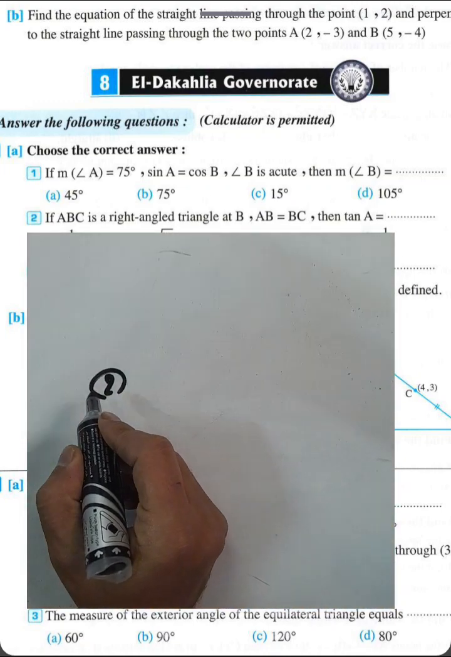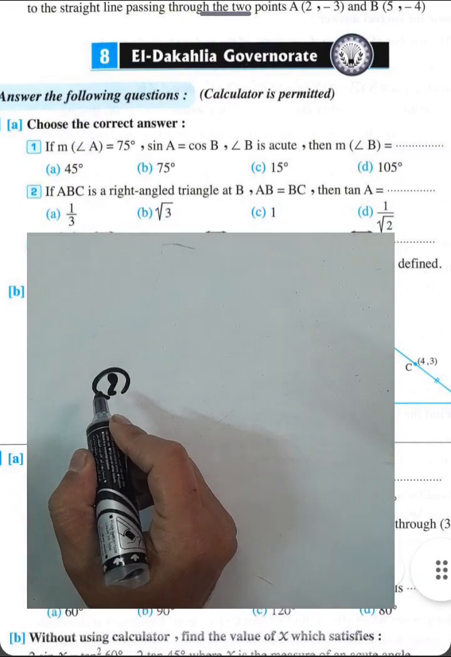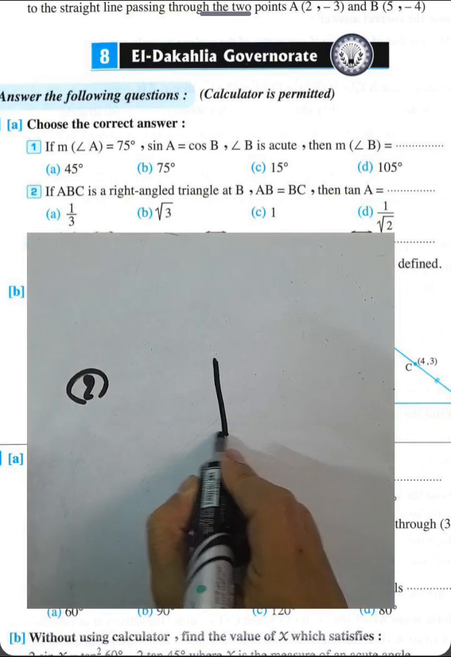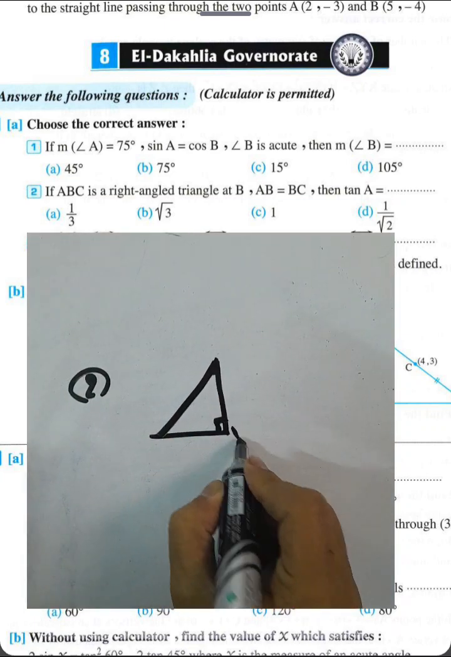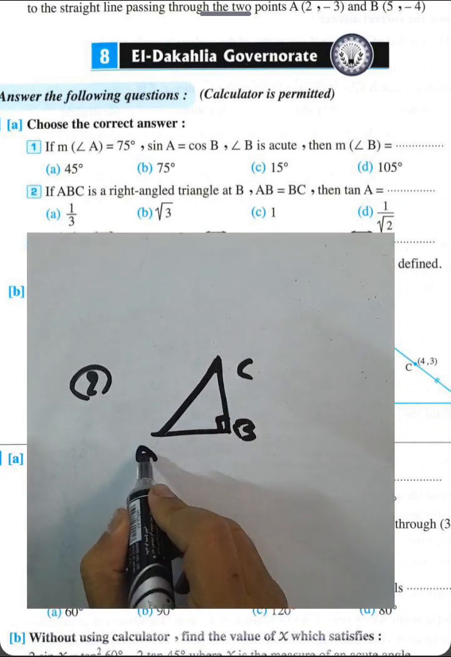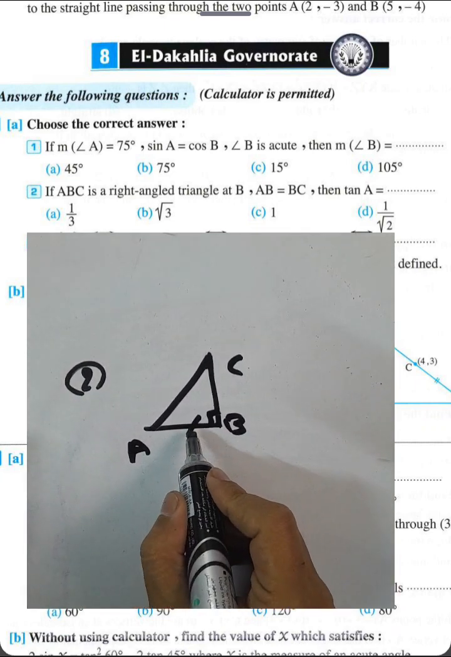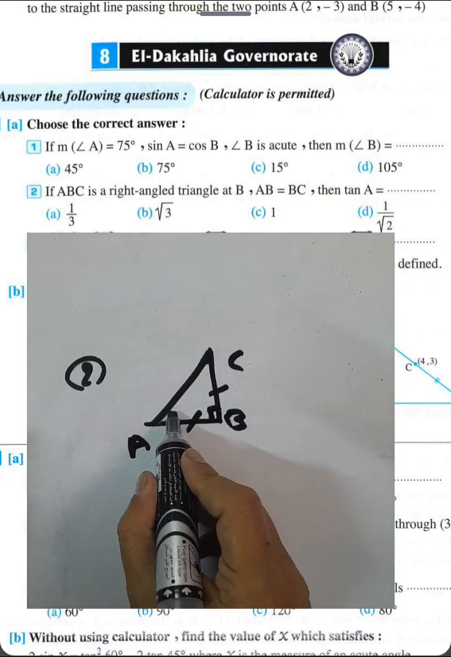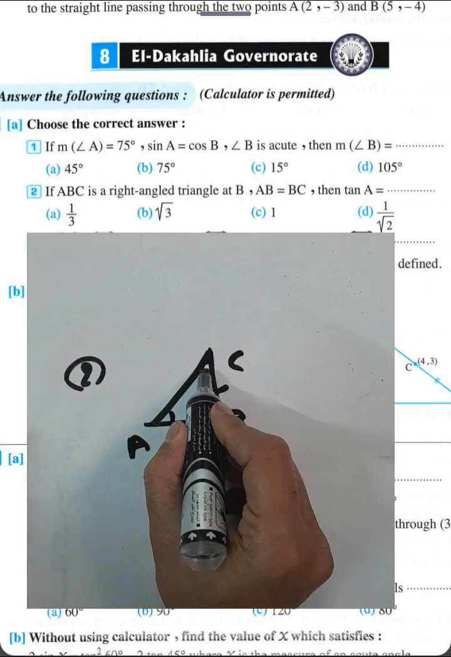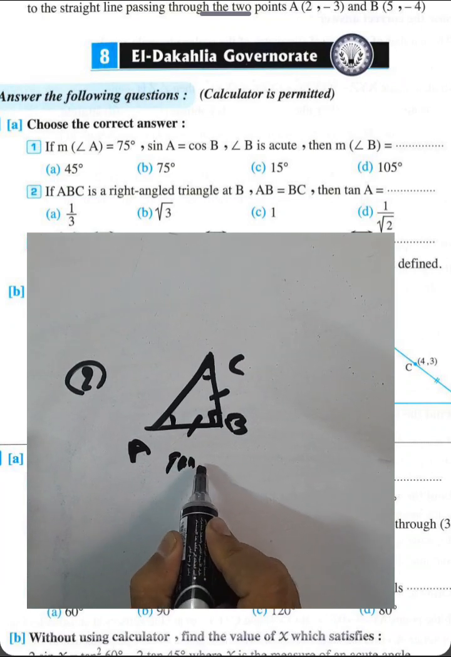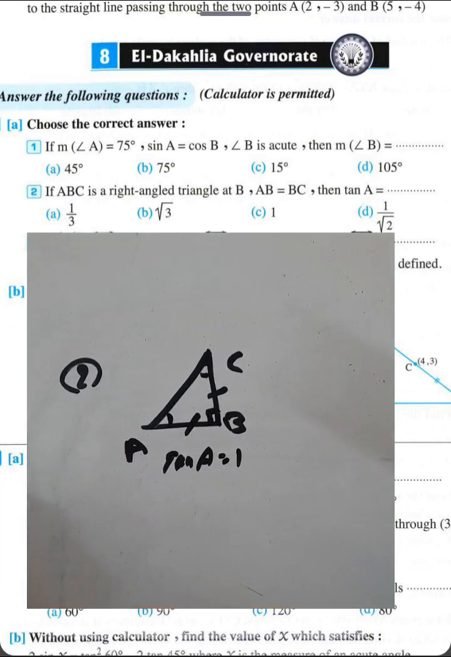Question number 2. If ABC is a right angle triangle at B, and AB was equal to BC, then tan A equals what? This angle will be 45 degrees, equal to C, because we have an isosceles triangle. Then tan A will be tan 45, which equals 1.